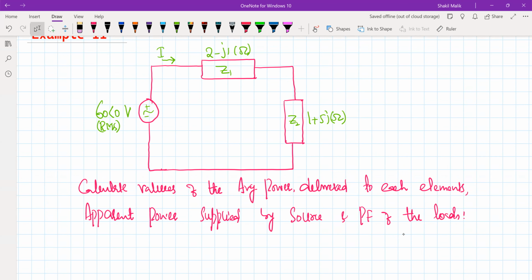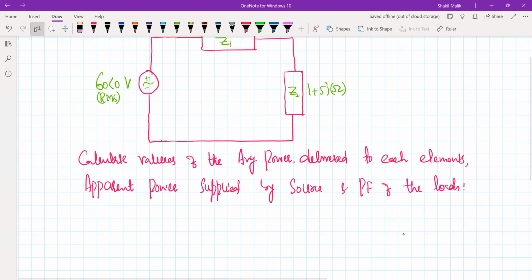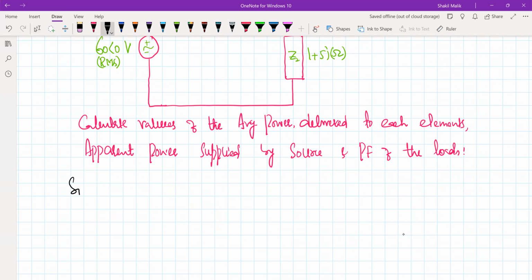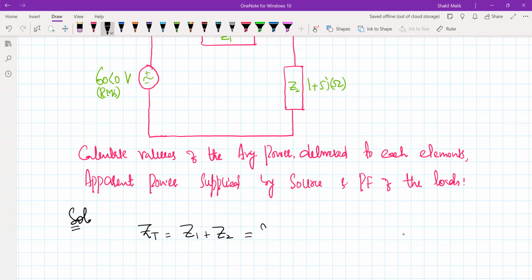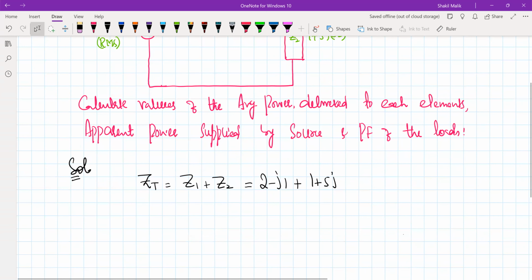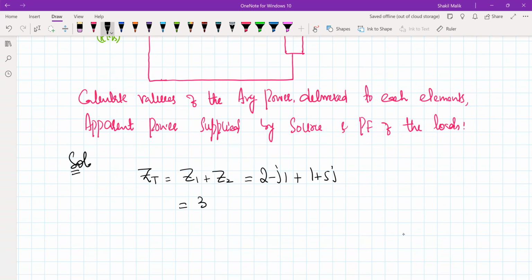First of all, what is the total impedance of the circuit? To start the solution, we say ZT means total impedance. Since the elements are connected in series, the impedances will add. So the total impedance will be Z1 plus Z2, which is 2 minus j1 plus 1 plus 5j. Adding the real and imaginary parts, we get 3 plus 4j ohms. So the total impedance of the circuit is this.